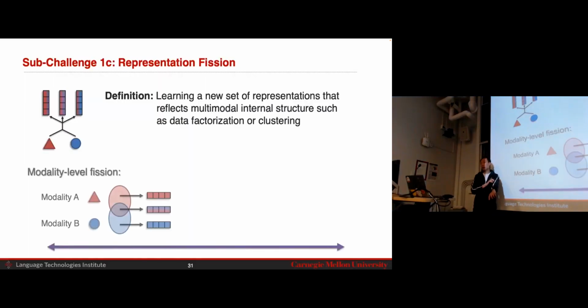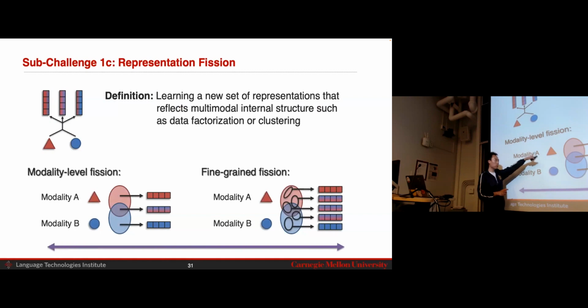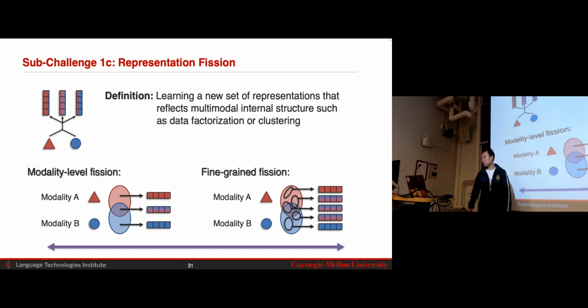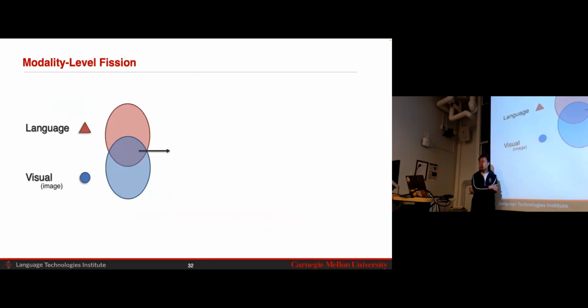So in general, learning different parts, different representations, representing different parts, not just in the shared part, but also in the unique parts, or if my modalities have many, many more clusters, how can I learn representations that represent each cluster? Again, a spectrum, from more modality level fission, where if you have two modalities, you just have three representations, to more fine-grained fission, where you can go to many more representations than three. But modality level fission is typically what we see the most.